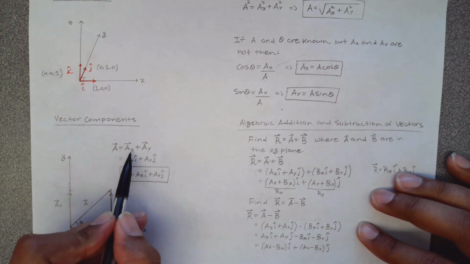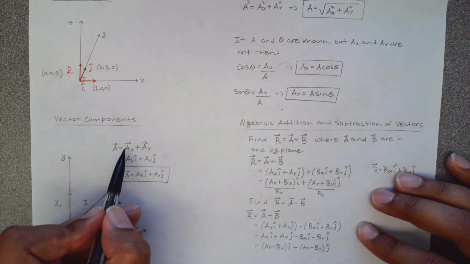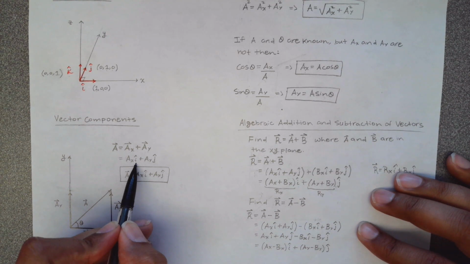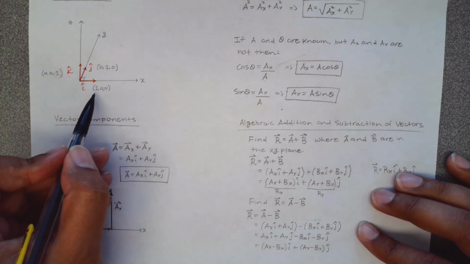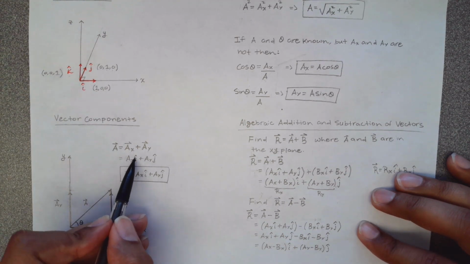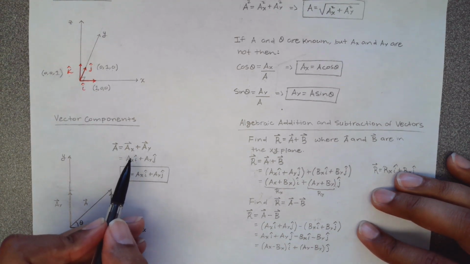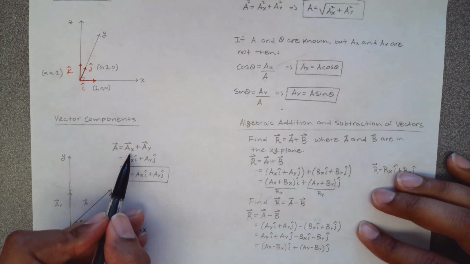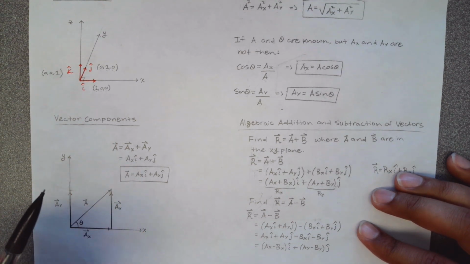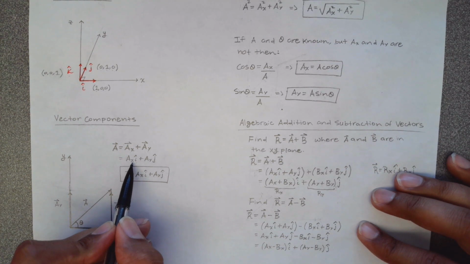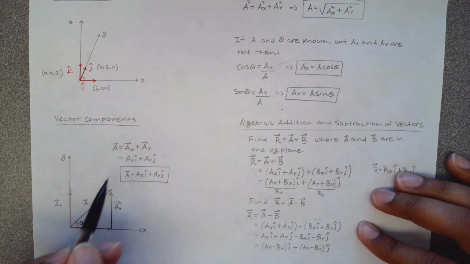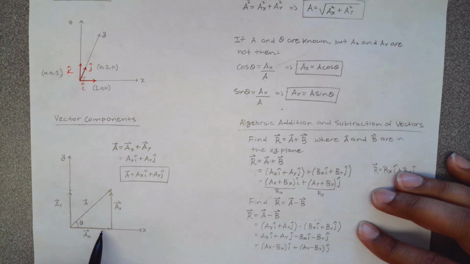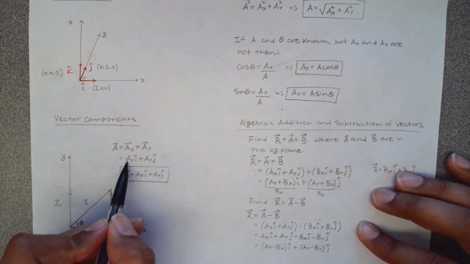Since ax is along the x direction, I can write this vector as ax i hat, because i hat just has a magnitude of 1. So I don't change the length of the vector ax by multiplying by 1. This i hat is just telling me that this vector ax is along the x direction, and it has whatever magnitude is the number in front of i hat.